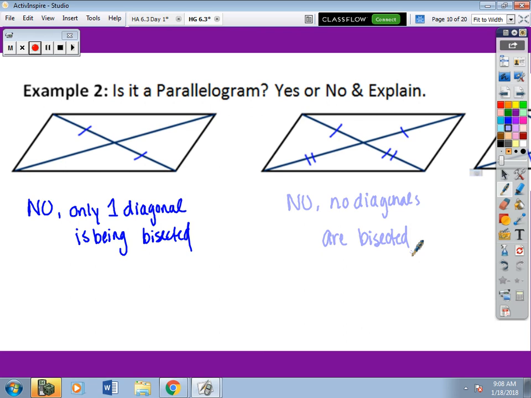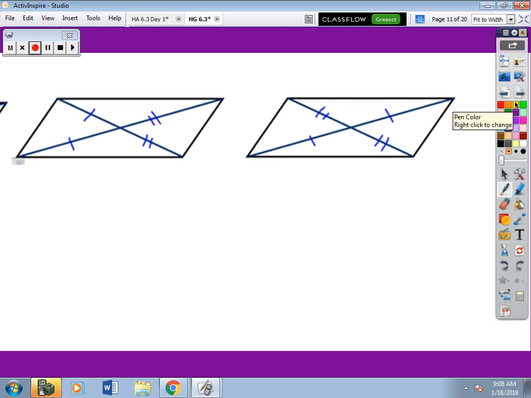The next one's kind of like the same exact question, just a little bit different. So it's a no. I'm just going to draw an arrow. I know yours is right next to it. Same reason as the last one. And then how about the fourth one? Maddie? Yes. Yes, this is showing that both diagonals are bisected.